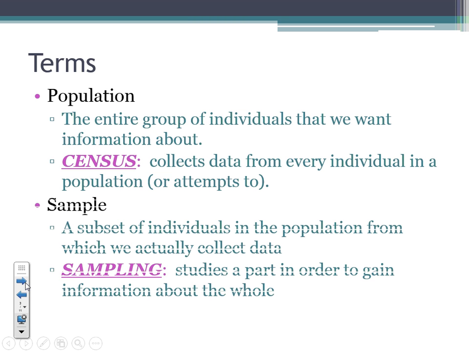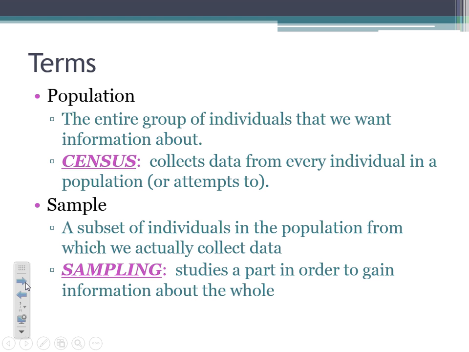But the reality is it's very hard for us to deal with an entire population. So what we do instead is we work with a sample. We work with a subset of the population that we collect data from. And this is the idea of sampling: studying a part in order to gain information about the whole. And that's really what statistics is all about. Can I look at a smaller set of data and draw some conclusions or inferences from that sample that I can then draw conclusions or inferences about the population as a whole? That's what we're ultimately trying to do in statistics.